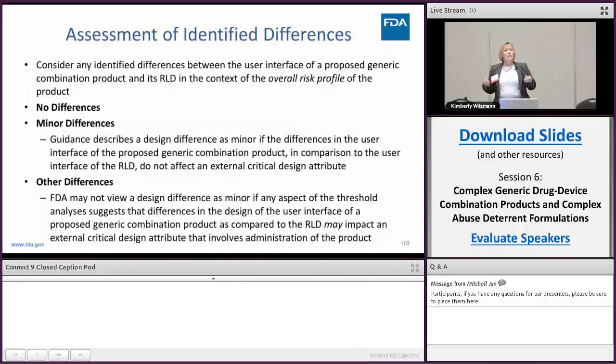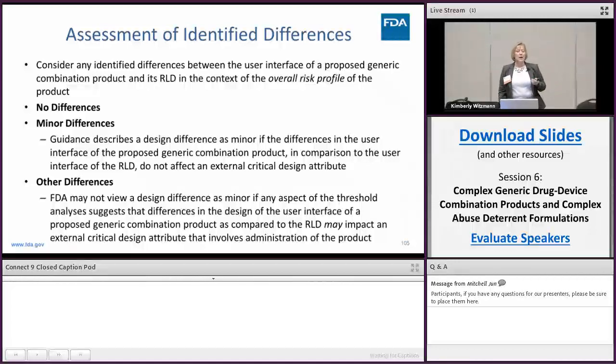So now that you've done those three analyses, we come to the part where what does it all mean? How do we put this together? When we assess these, we want to assess them in terms of any identified differences between the proposed generic product and its RLD in the context of the overall risk profile for the product. There are three ways that this can fall out. One is that there are absolutely no differences. For example, that may be a case where the RLD product had their device and now they've decided for whatever reason that they're going to market their device for use by generic firms to be able to use the same exact device. I can't think of a specific example where that's ever happened, but it could. That would be an example where there would be no differences in the device at all.